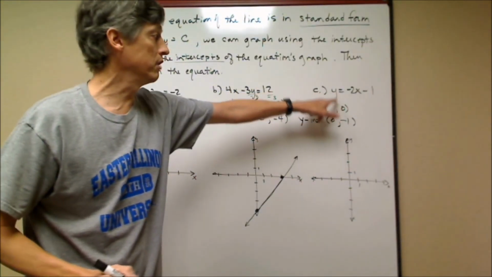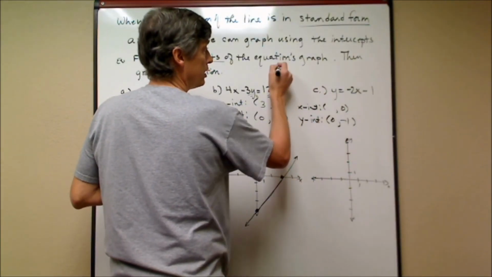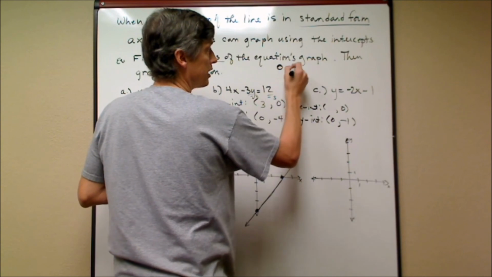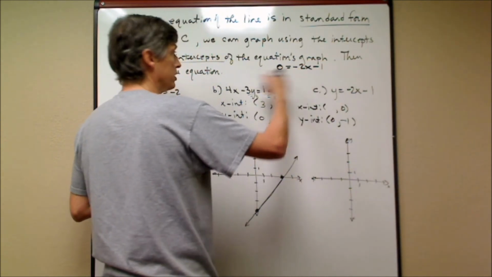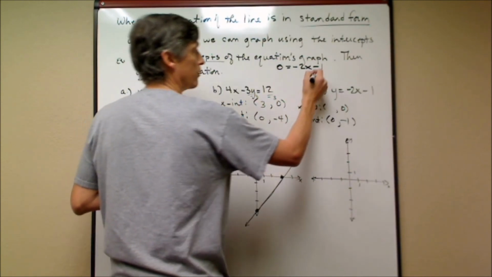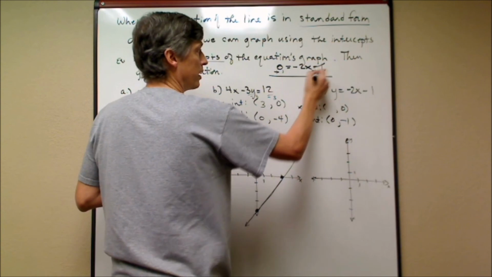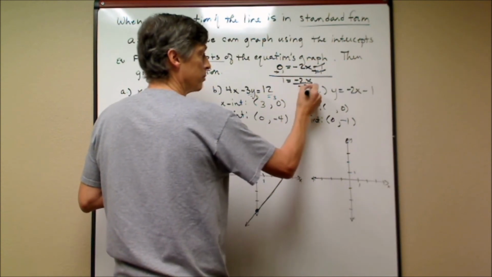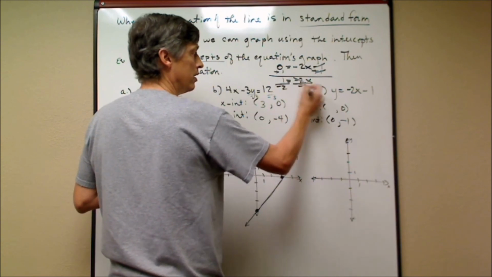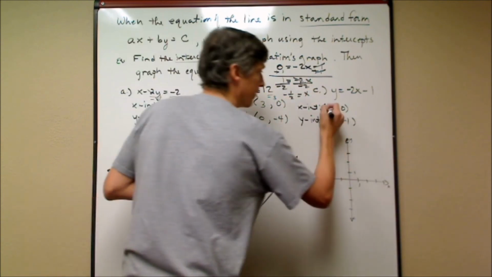I'm going to plug a 0 in for y. Now, I don't have a lot of space, so I'll put it right up here. 0 in for y gives me 0 equals negative 2x minus 1. Now, I'm going to solve it like I did in my previous units of work. I'm going to add 1 to both sides. That's going to cancel out. I get 1 equals negative 2x. I'm going to divide both sides by negative 2. And I get x equals 1 divided by negative 2, or negative 1/2.